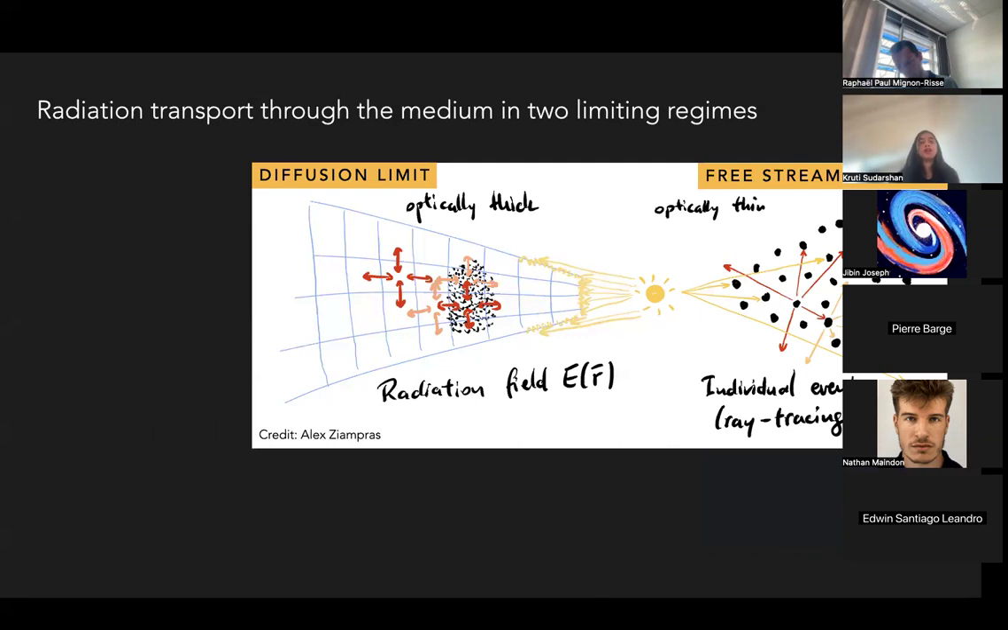Of course, we want to be sure that we're doing radiation transport correctly. And we always talk about these two different limits. The optically thick diffusion limit, where you have a lot of material and hence you're in the diffusion limit where you can't just trace the rays. And there's also the free streaming limit, the optically thin limit, where you can basically capture the individual photons by ray tracing them. We need to make sure our scheme captures both of these limits.